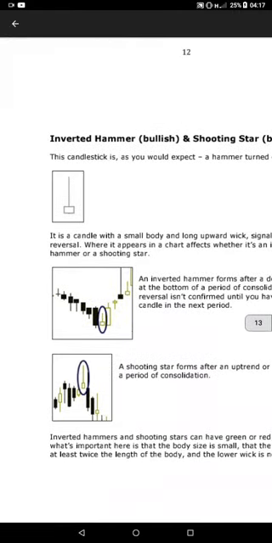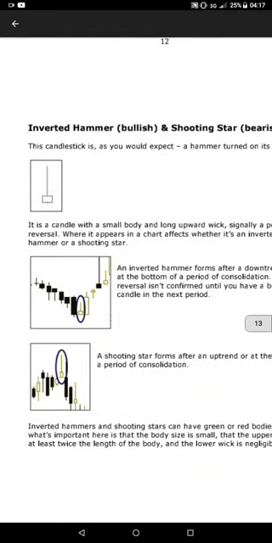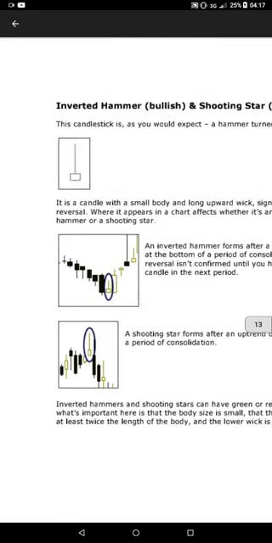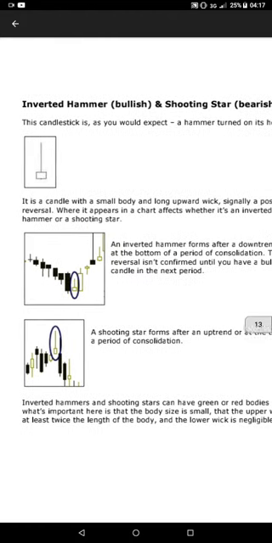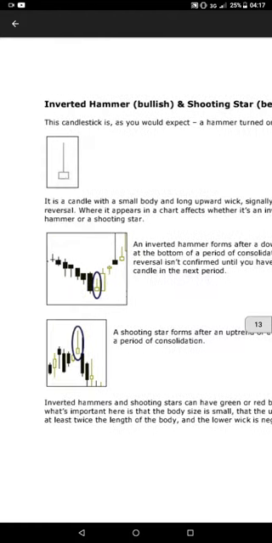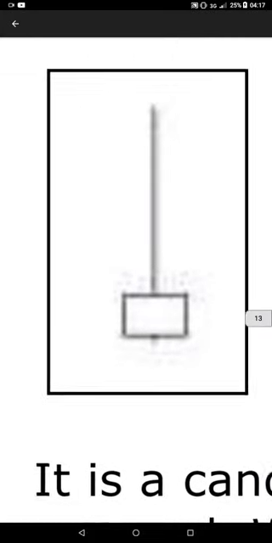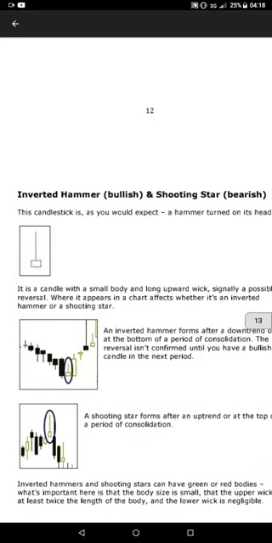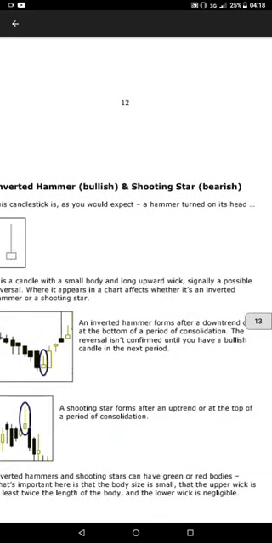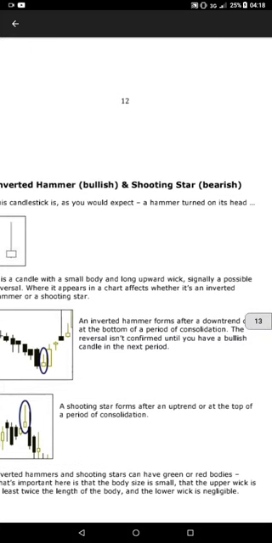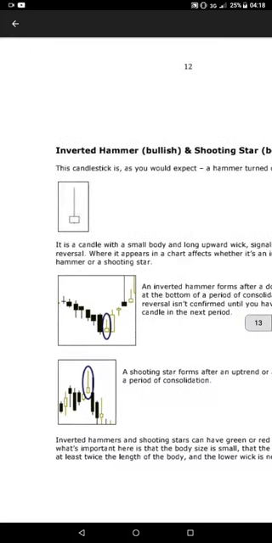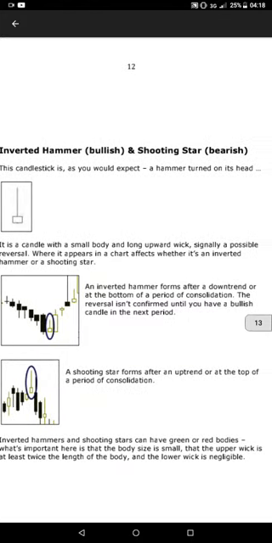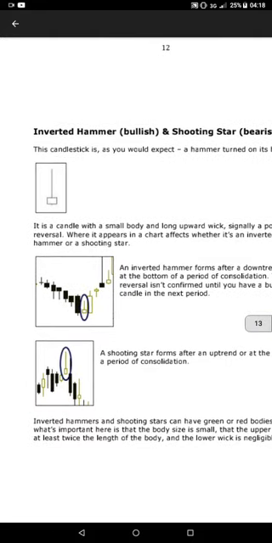Guys, let's proceed. We are going to the inverted hammer, bullish, and shooting star, bearish. This candlestick is, as you would expect, a hammer turned on its head. Here, as you can see, guys, it is a candle with a small body and a long upward wick, signaling a possible reversal. Where it appears on a chart affects whether it's an inverted hammer or a shooting star.